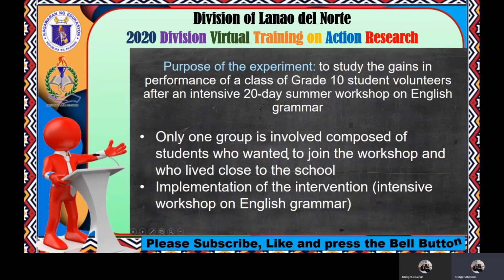So I will give you 15 seconds to answer in the comment section what kind of experimental research design we are going to employ if we have this purpose, or shall we say objective, of the experiment. Okay, timer starts now.